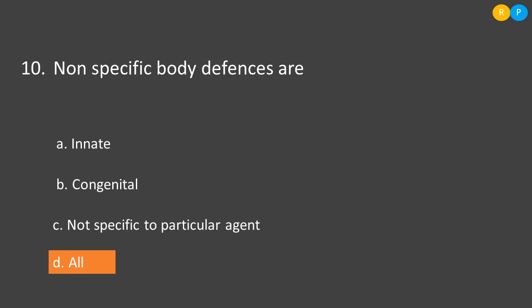So let us look at the options. Option A, innate. Option B, congenital. Option C, not specific to a particular agent. All these are telling about the non-specific body defense. So the correct answer is option D, all.